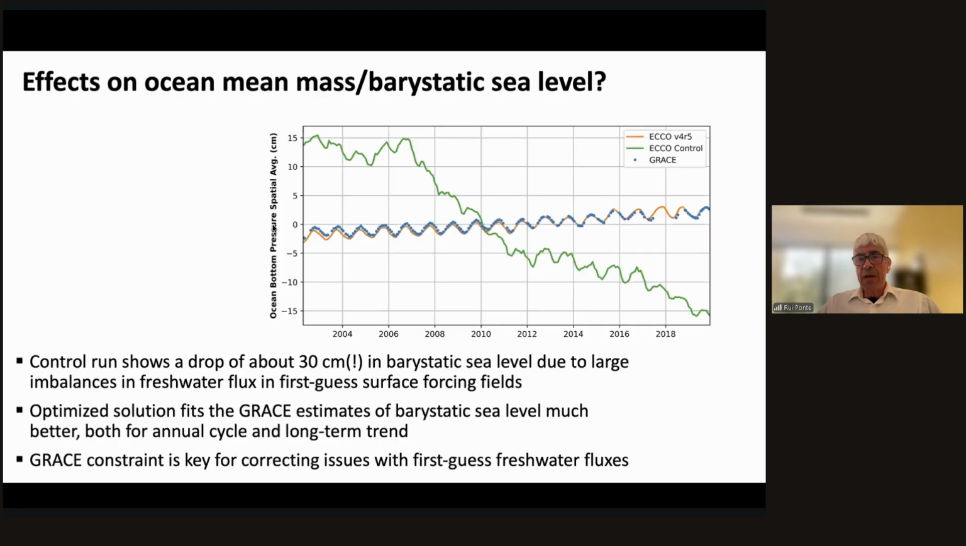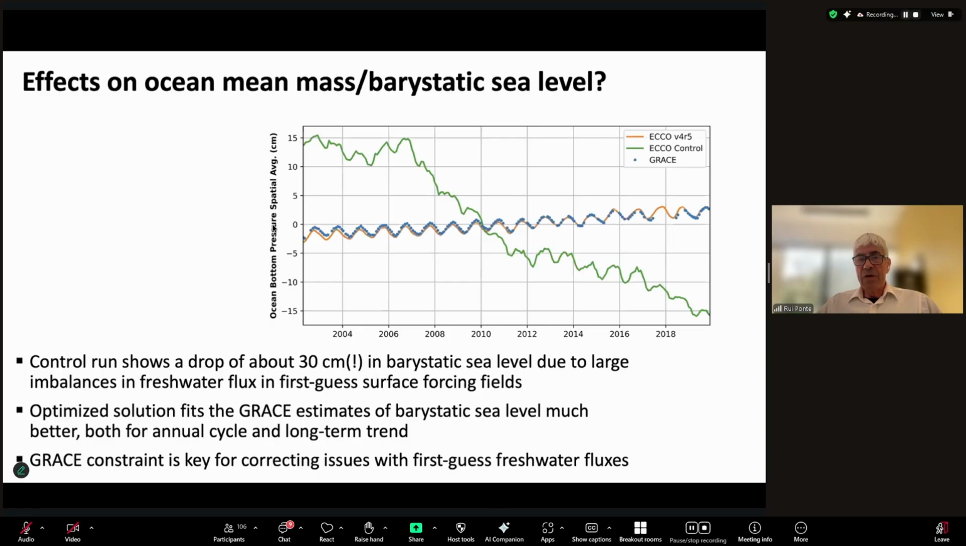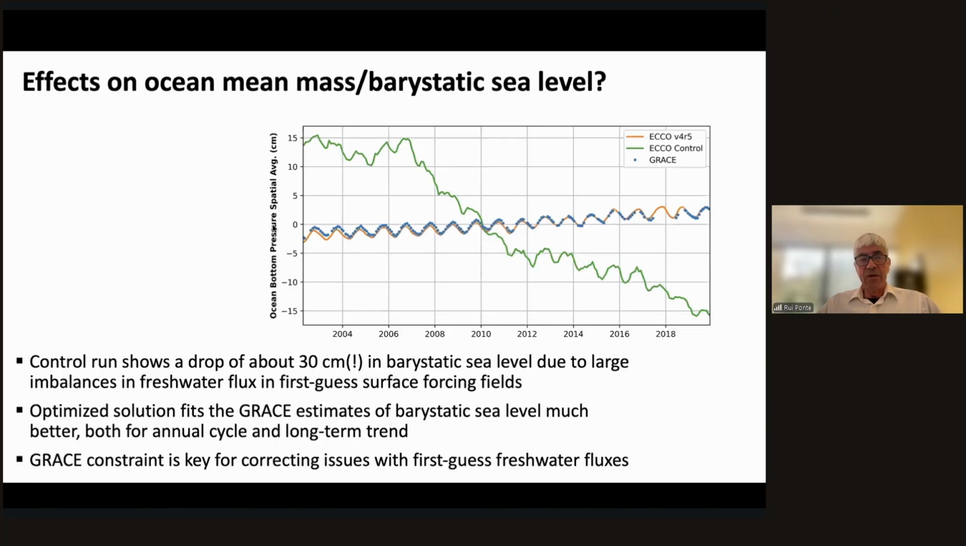Constraining to GRACE global means can bring the forcing surface freshwater fluxes, particularly precipitation, into a more realistic balance. And the result of the optimization is a barostatic sea level curve that tracks very well the GRACE-derived fields. In summary, and wrapping up, our findings indicate that GRACE data contain information complementary to that available in other ocean datasets, confirming the value of GRACE data for ocean circulation studies.